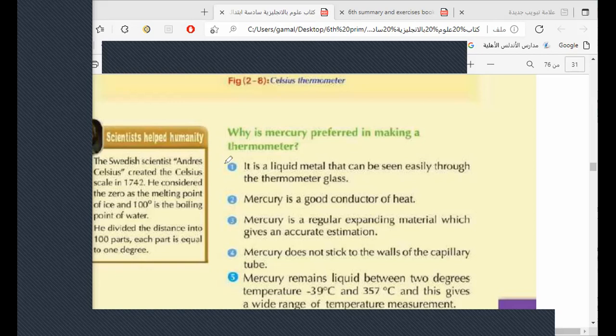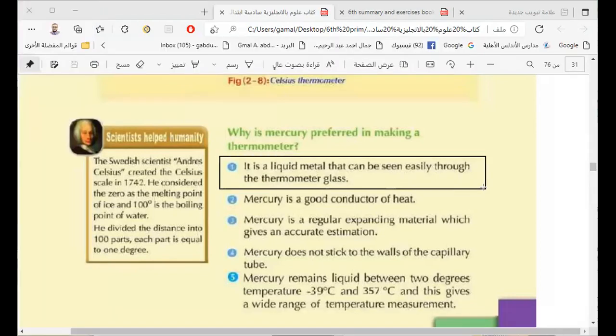Read the first point. Okay, it is a liquid metal that can be seen easily through the thermometer glass. Why do we prefer mercury? Because it is a liquid metal. A liquid metal means a good conductor of heat, so it will expand by heat. So because it is a liquid metal, it can be seen easily through the thermometer.